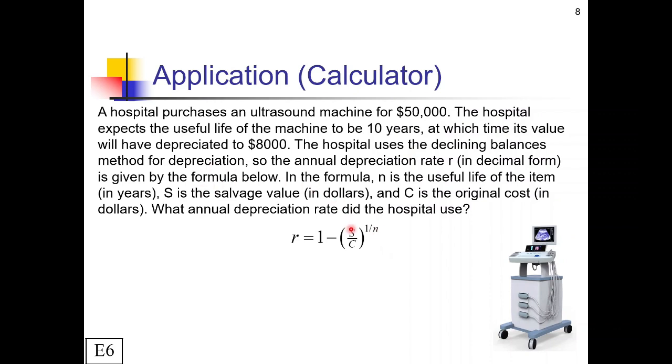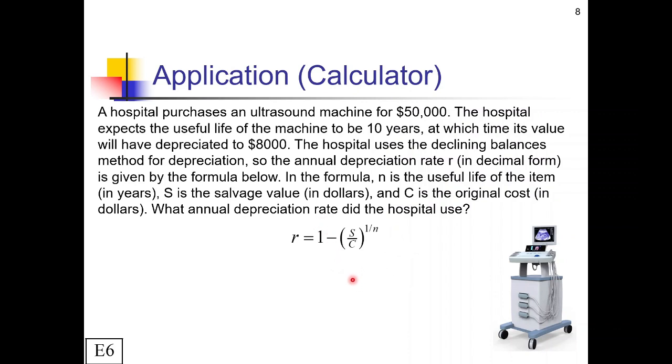S is our salvage value. That's what it becomes worth after it's been depreciated. And C is the original cost in dollars. Based on this, they want to know the annual depreciation rate the hospital is using here. So pause the video, see if you can use this formula, and figure out that depreciation rate.